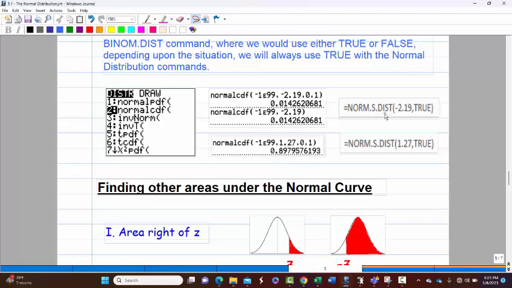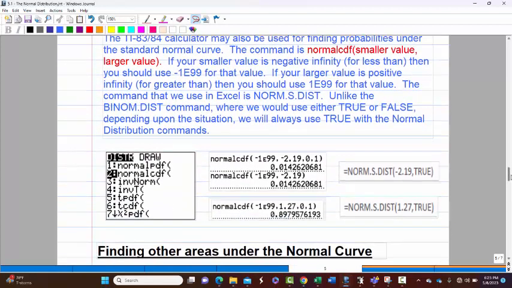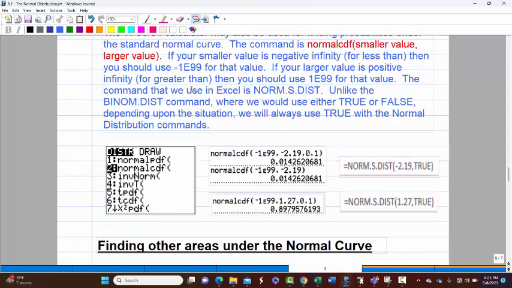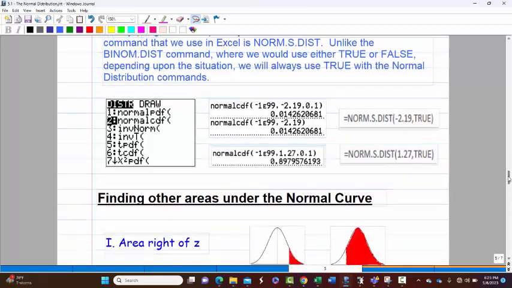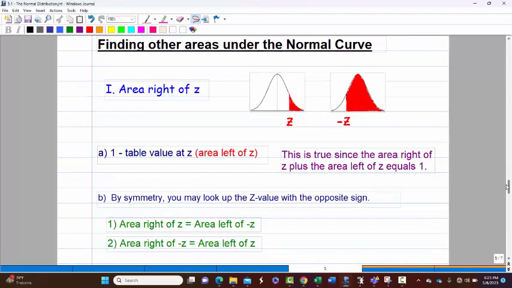It's just an Excel command. It's easier to use, I guess, than the calculator. You didn't have to do all that. I want to show you this because of the 1E99 business, negative 1E99. You just put NORM.S.DIST, you put your z value, and TRUE means cumulative, for less than or equal to, as I mentioned up here. I didn't read all this out, but obviously you should read that. So we're always going to use TRUE there. That means less than. But we're not always going to want less than. We're going to want other values.